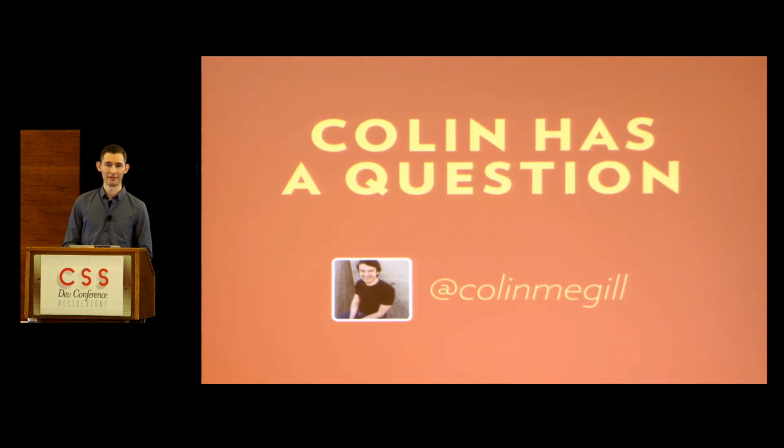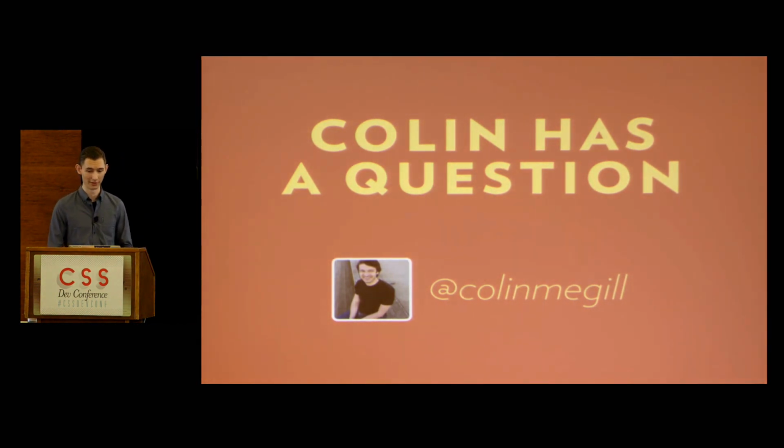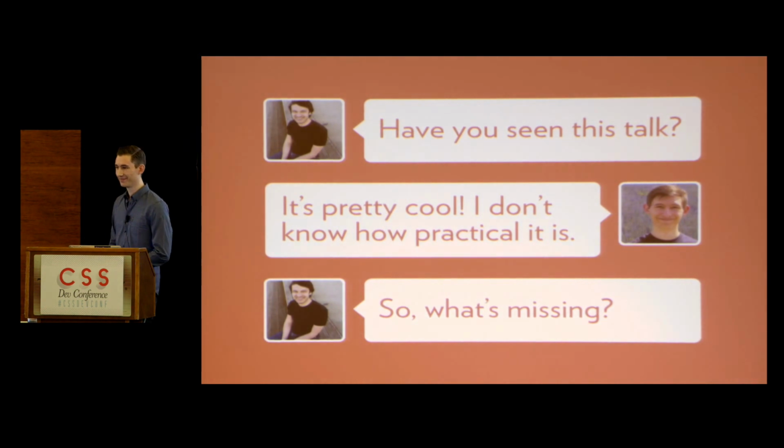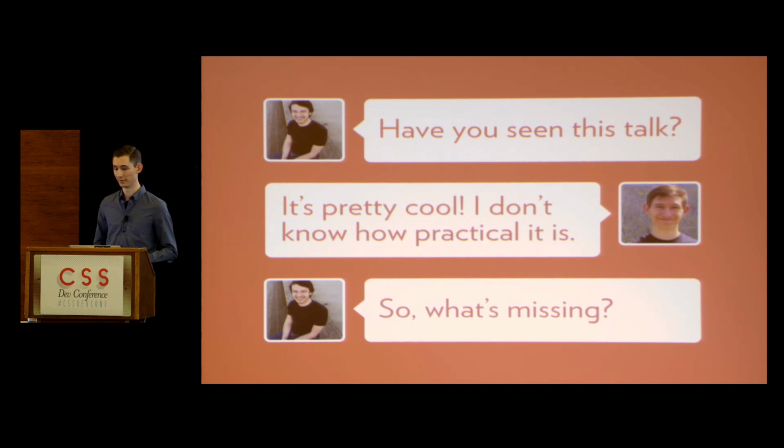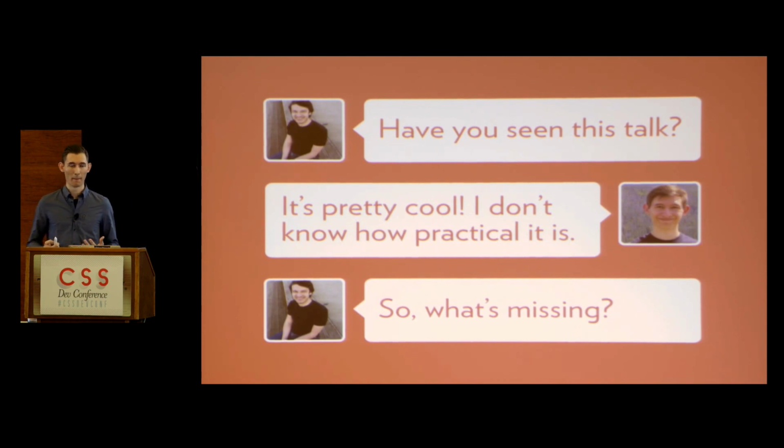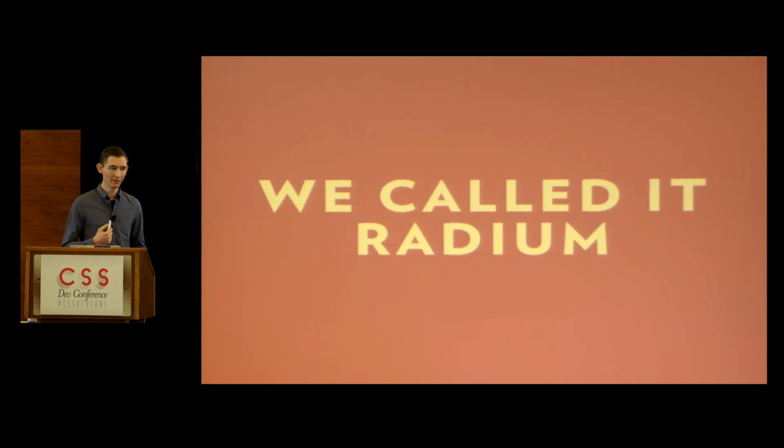Not long after this, my friend and coworker Colin McGill came to my desk. He had seen the talk, too, and wanted to talk about it, because he knew I was obsessed with styling things. So he was really intrigued by this, and he asked me what I thought. I told him it was cool, but I didn't know how you'd write a real application that way. There are a lot of features that inline styles just don't have that you kind of need, crucial things. So Colin said, OK, what's missing, and how do we build it? That conversation kickstarted development of a library called Radium.